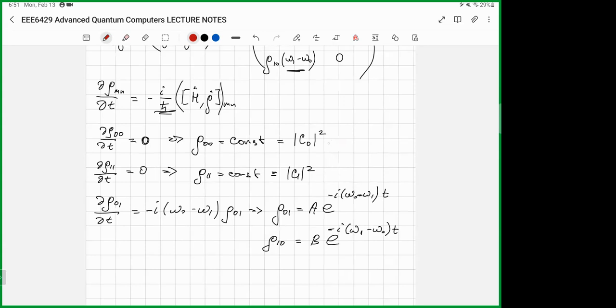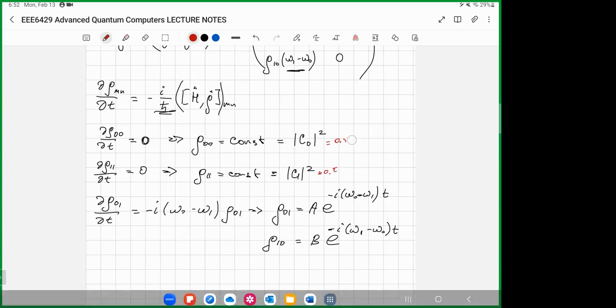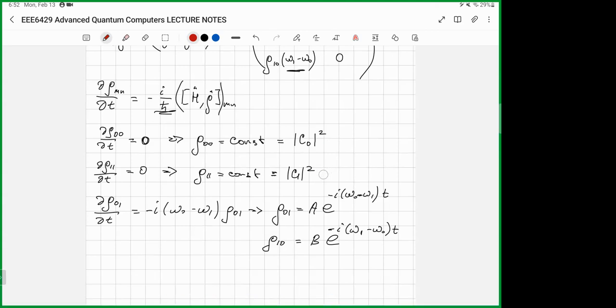If these two are equal, 0.5 and 0.5, something like this, then there is equal probability of finding the system in either the upper state or the ground state. It will always be like this. The system will always be in this state. Of course, this is not the case.